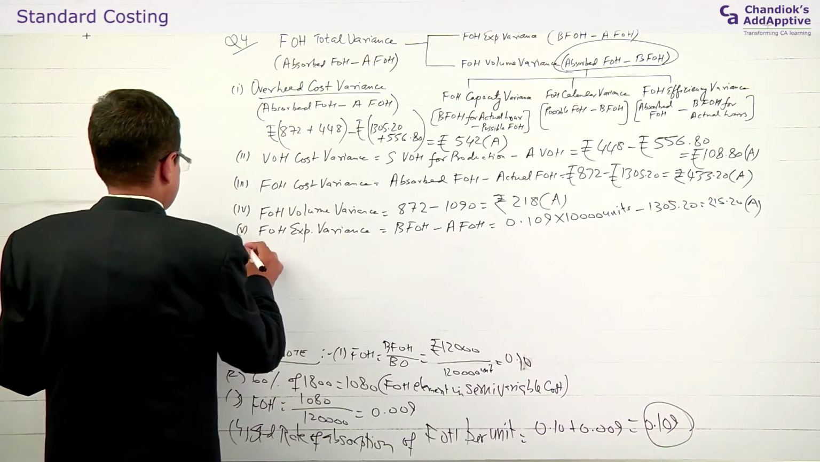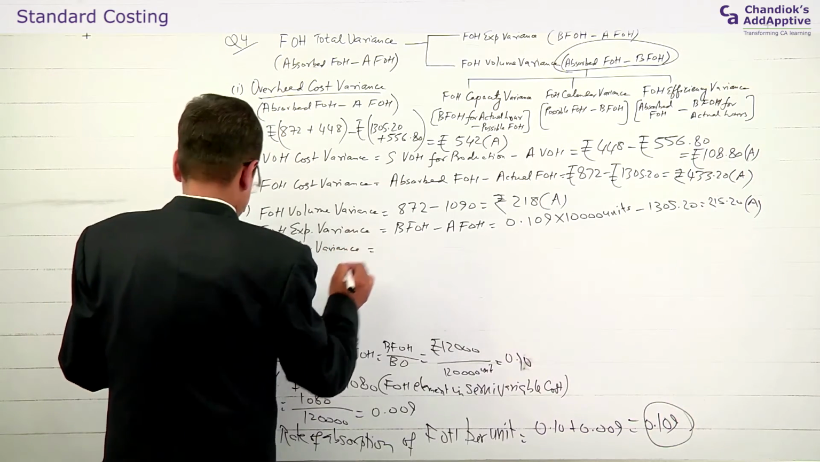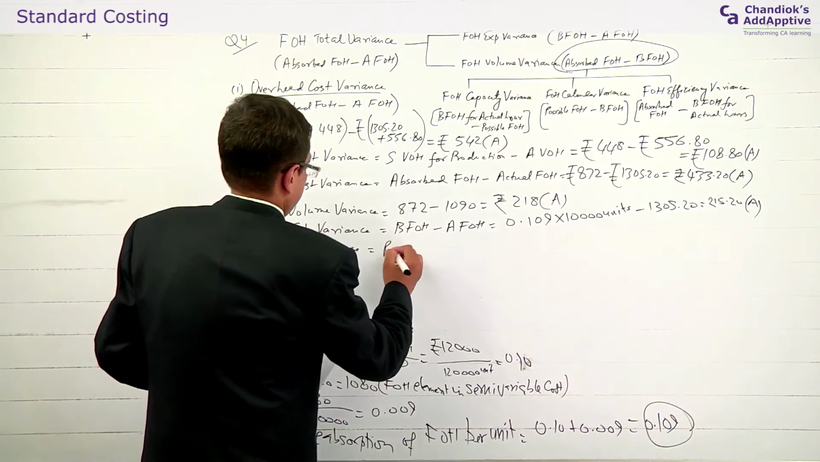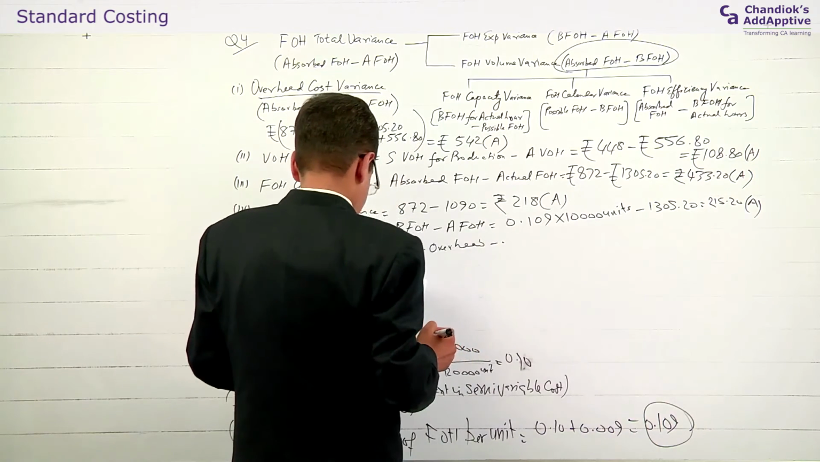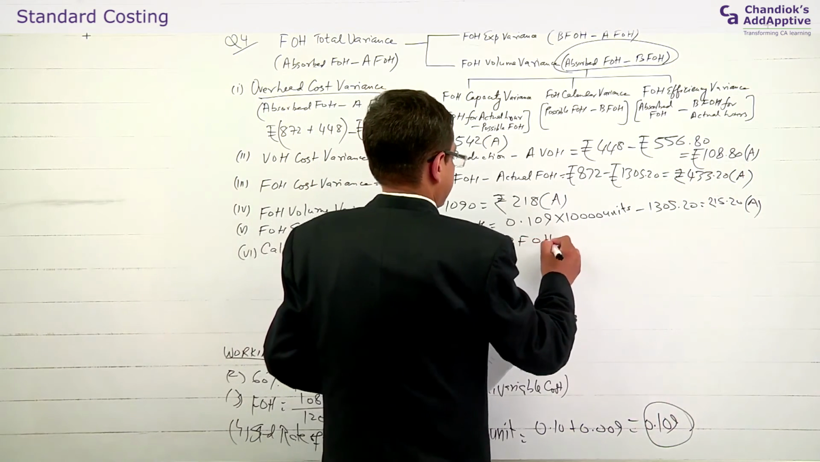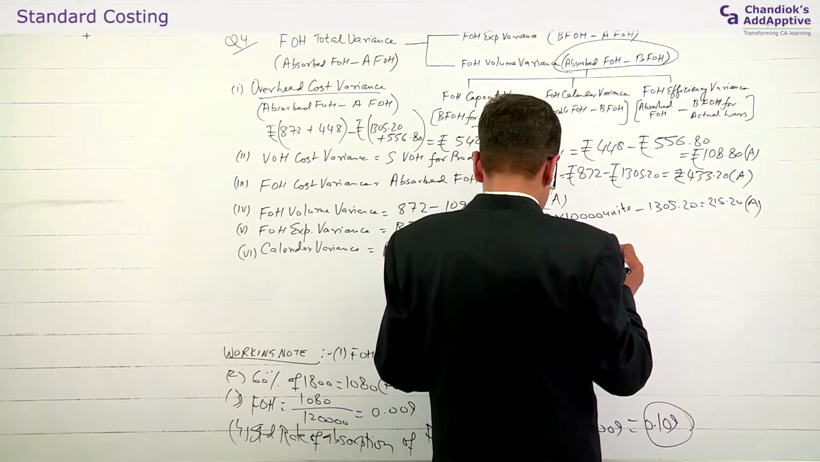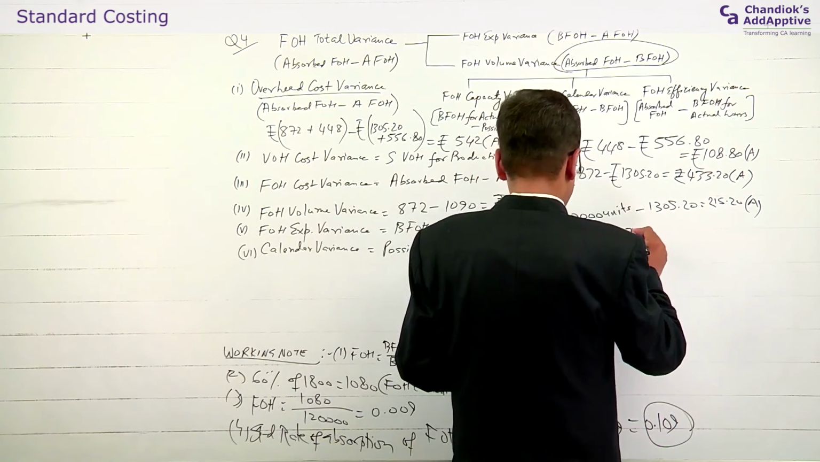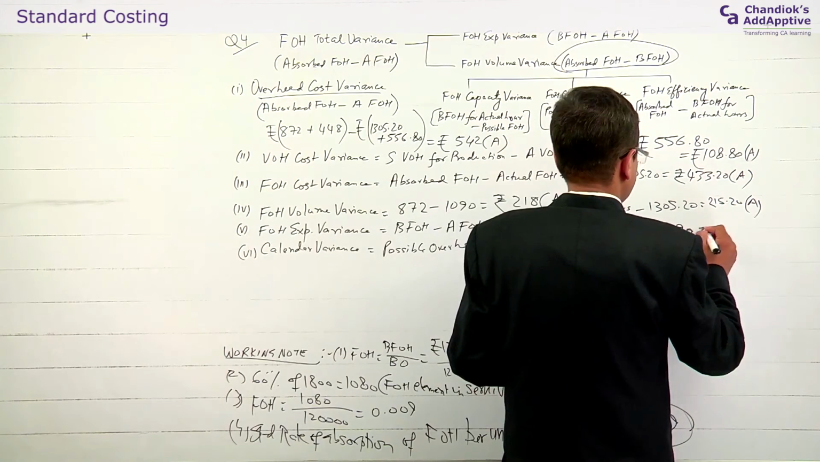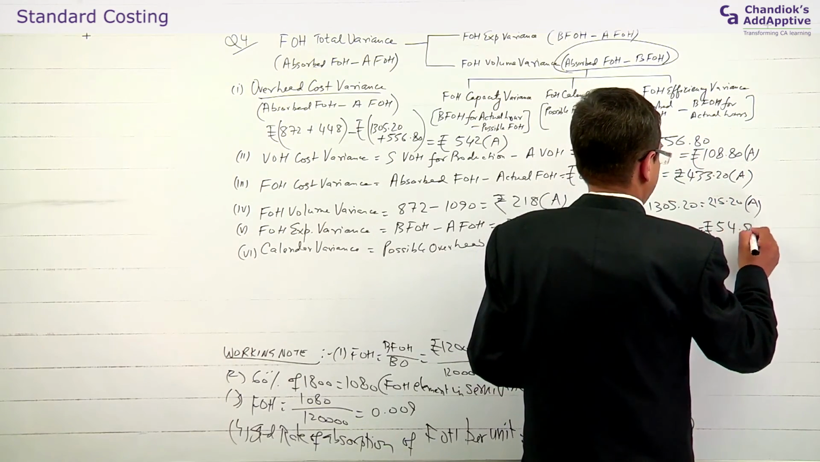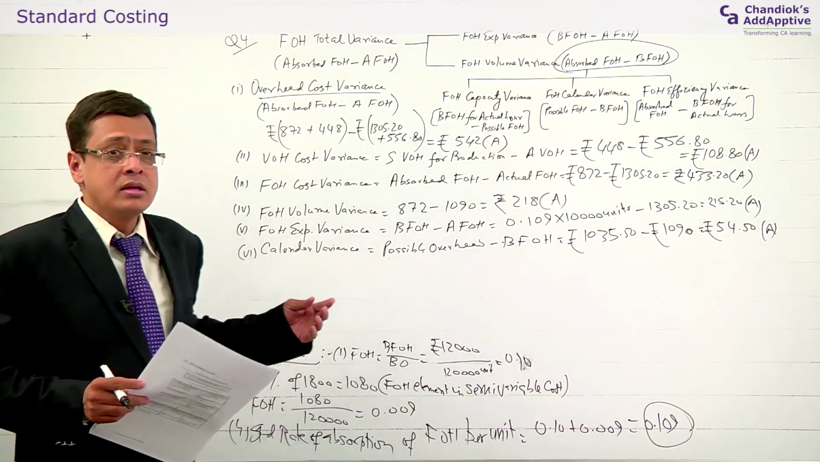The last part is calendar variance. This is time. So, possible overhead minus budgeted fixed overhead. Possible overhead is given at rupees 1035.50 minus rupees 1090. If you solve it, this becomes rupees 54.50 adverse. So, friend, we have done the solution to the problem.